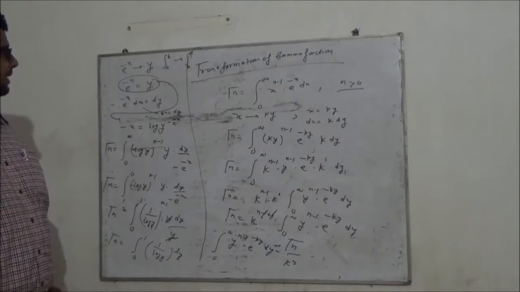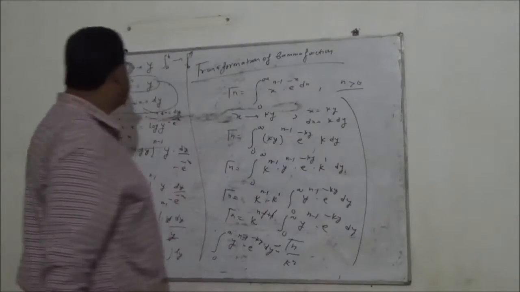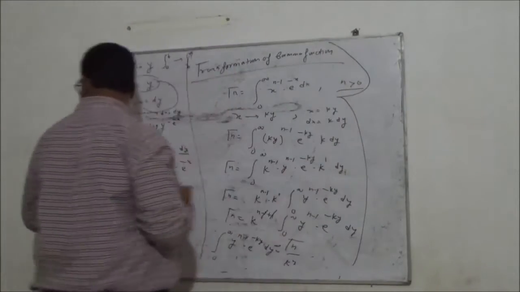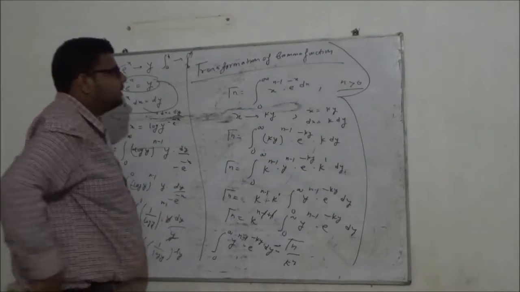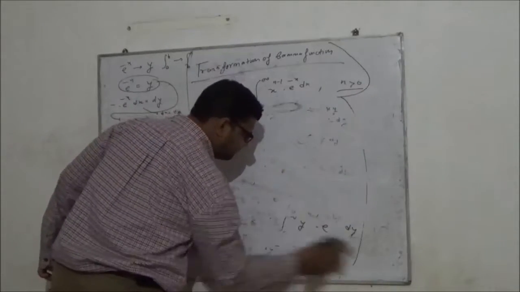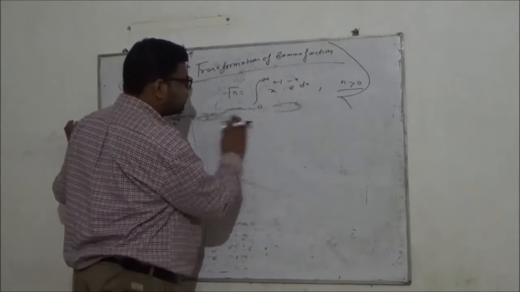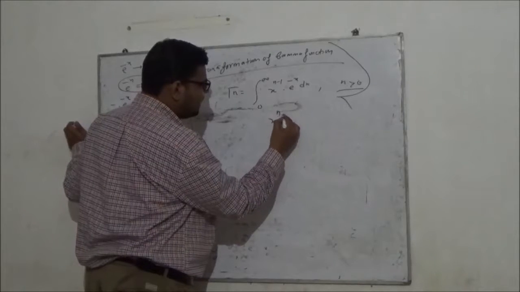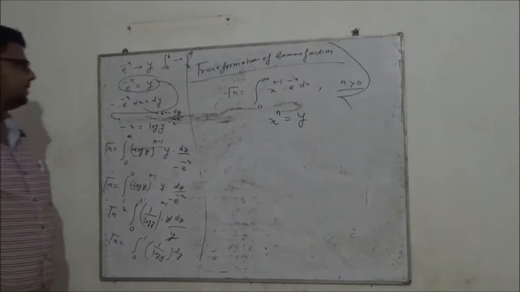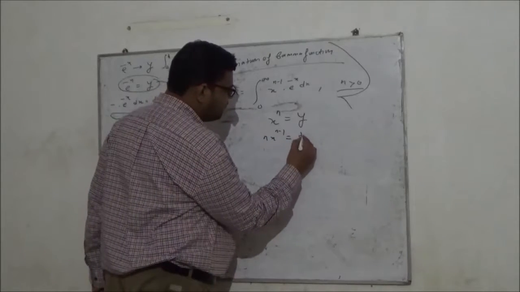Let's suppose now I do the third transformation. I have no space left here, so I will try. In the third transformation, let's suppose I replace x^n by y. Then what happens here? So it will become n x^(n-1) dx is equal to dy. Okay.